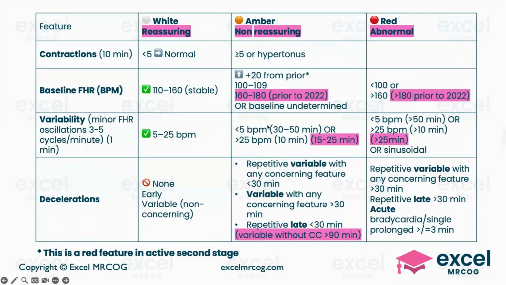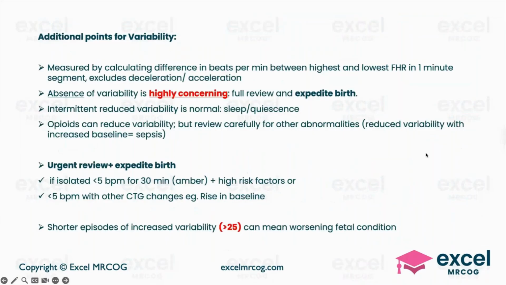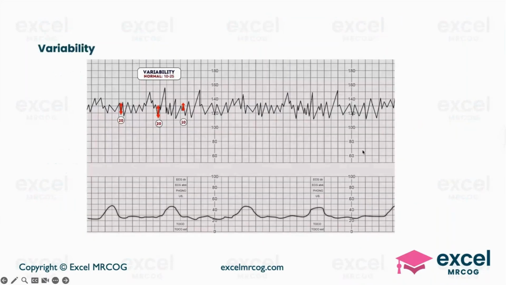Now let's look at the next feature, which is the variability. What is the meaning of variability? Variability is actually seen in a 1 centimeter graph of the CTG. Let's take a look at that. Let's take an example CTG now. Okay, this is a poor one.